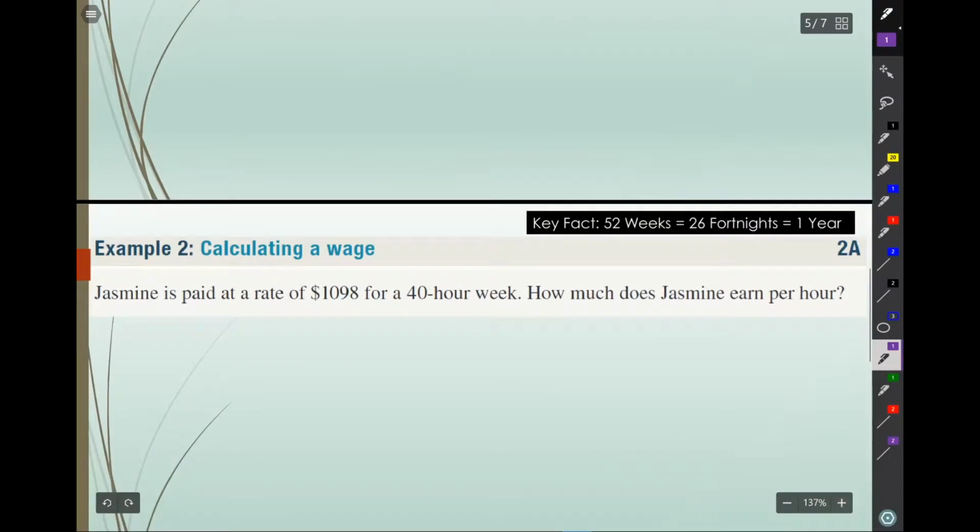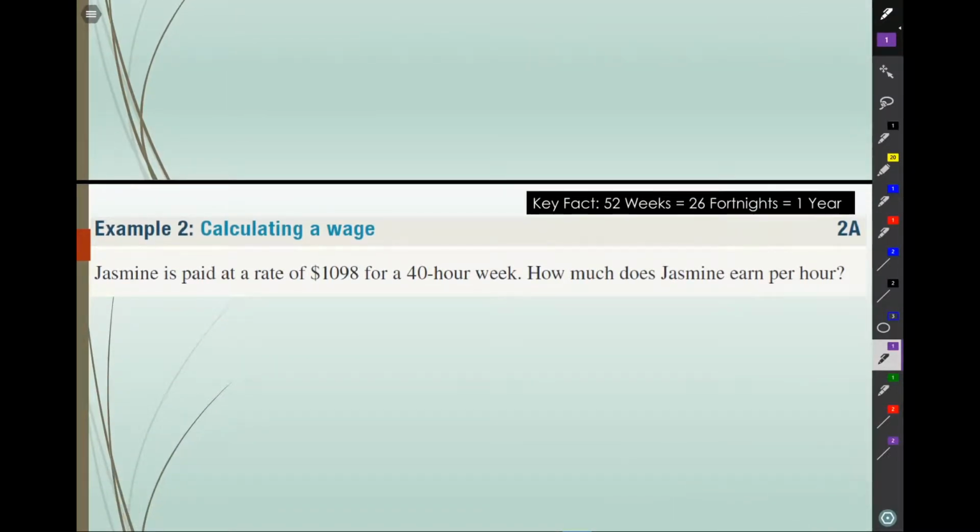Right, let's calculate a wage this time. Jasmine is paid $1,098 for a 40-hour week. How much does she earn per hour? So we know what she earns for a whole week, and we know how many hours she works in that week. So if we take the total amount she's earned and we divide it by how many hours she's worked, we're going to be left with how much she earns in 1 hour. So again, simple as that. Pop it in your calculator. The answer you come up with is $27.45 per hour.